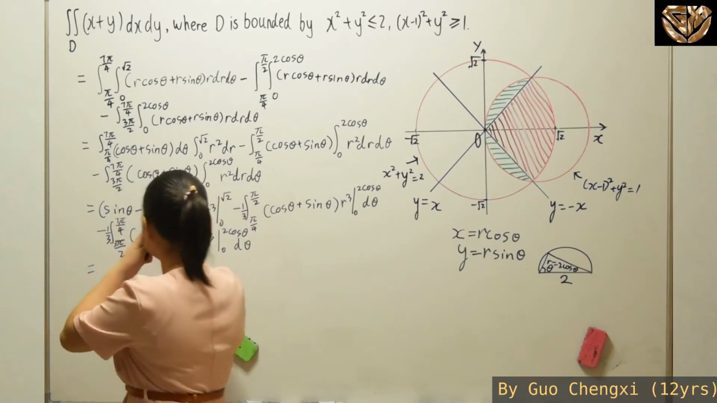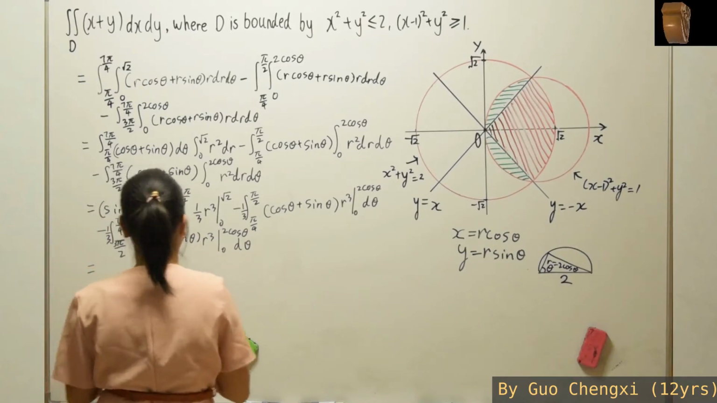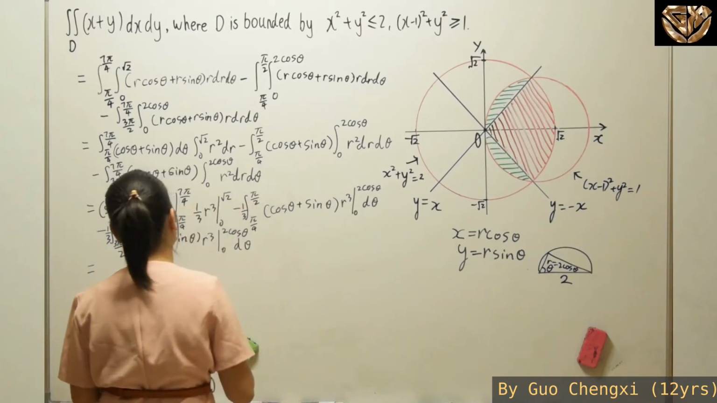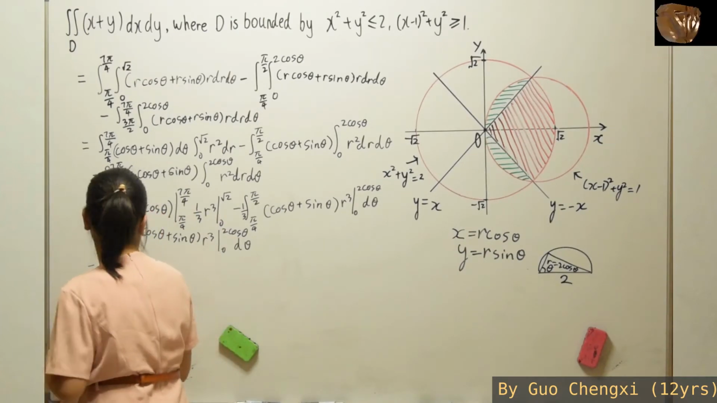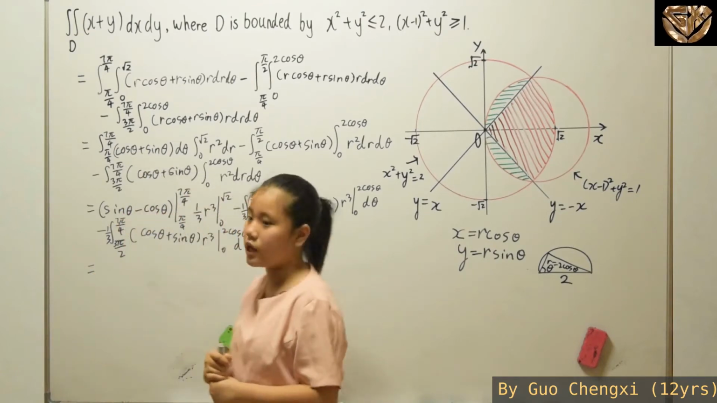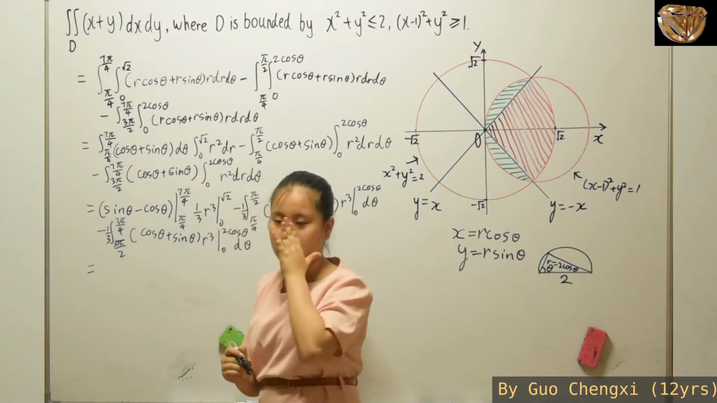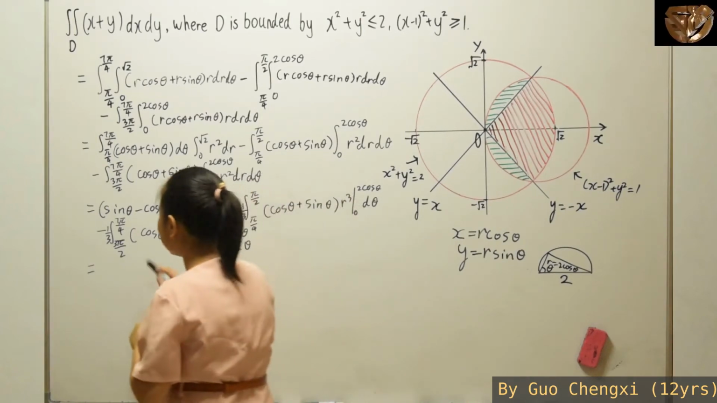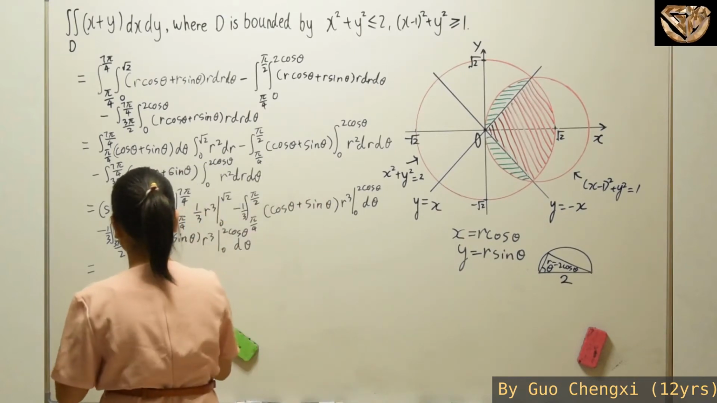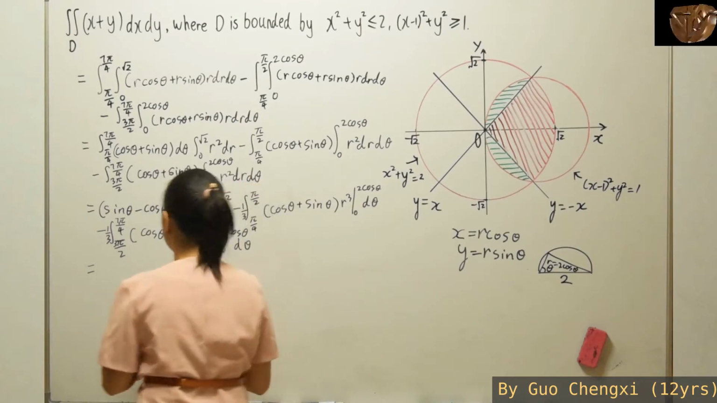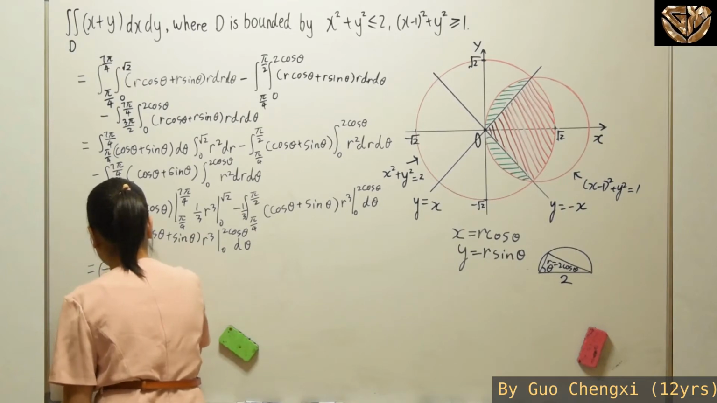For our next step, as you can see for this part, sine theta, so what is sine pi over 4? Sine pi over 4 is square root 2 over 2. Cosine pi over 4 is also square root 2 over 2, sorry. For sine 7 pi over 4, it will be negative because it's in the fourth quadrant, so it becomes negative square root 2 over 2.